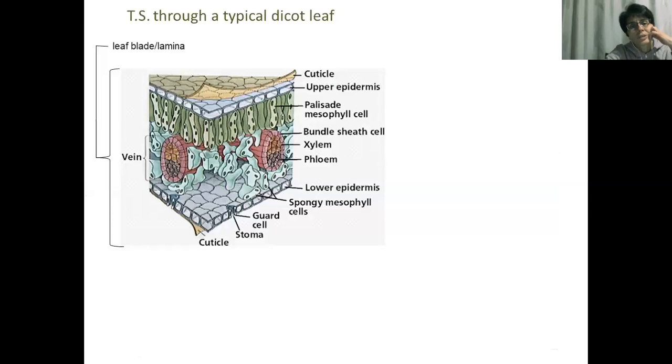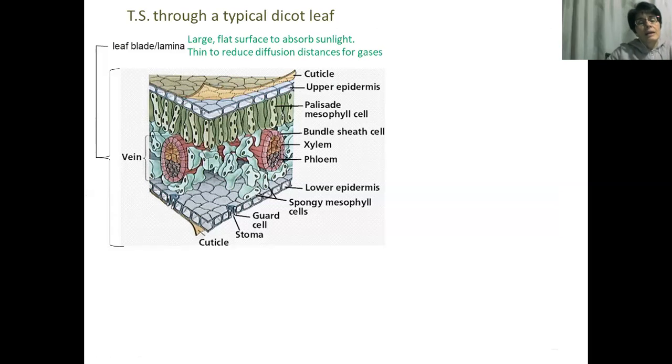All right, so now this diagram I normally print for you. It's a summary of everything, all these different tissues. It's a typical dicot leaf, all right? Dicotyledons like a rose or a sunflower, not a grass. Grass would be monocot, but we don't really need to worry about that.